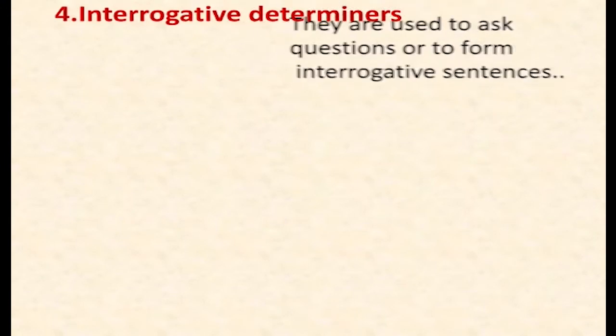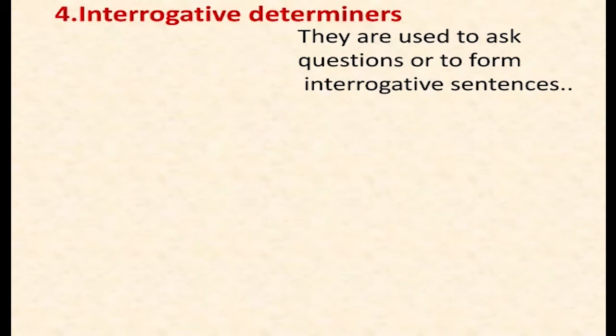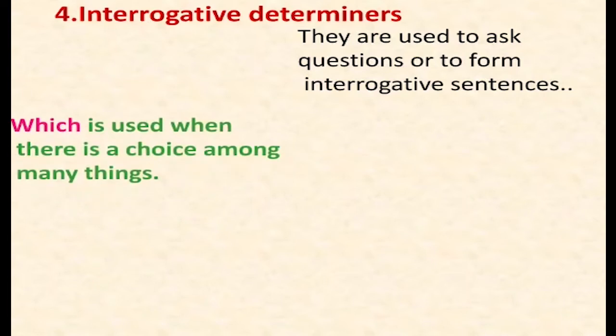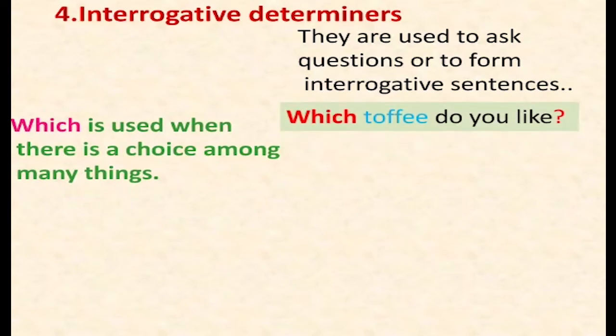Next, the interrogative determiners. They are used to ask questions or to form interrogative sentences. Whenever we have to ask questions, question words are used like which, what, and so on. Which is used when there is a choice among many things. As an example, see here, which toffee do you like?